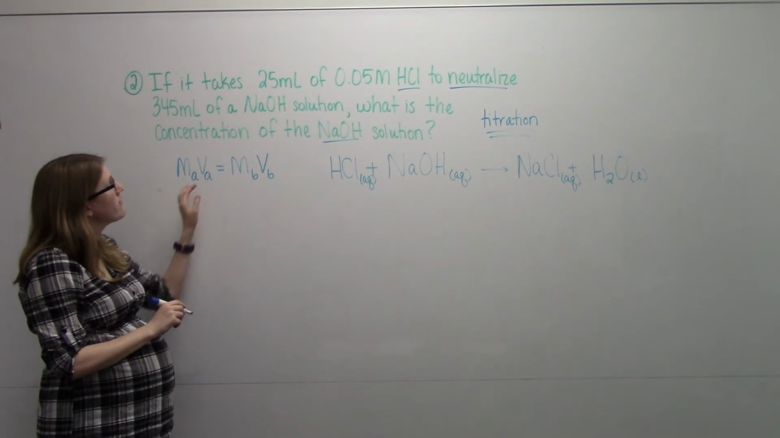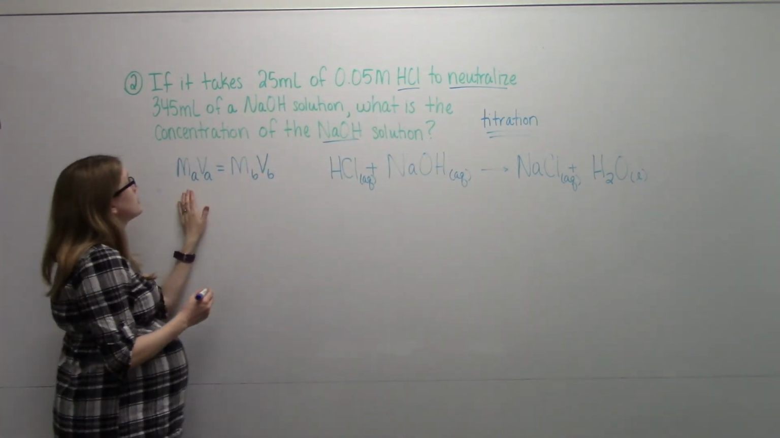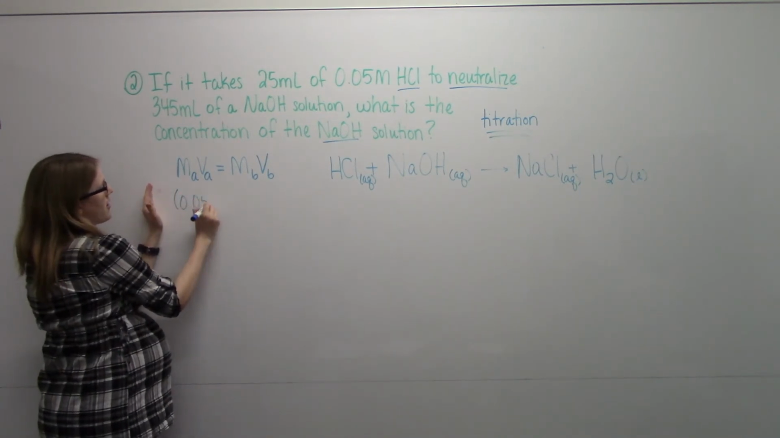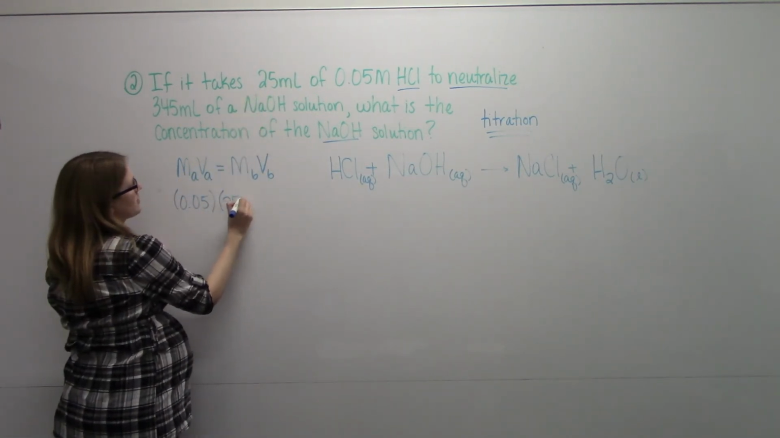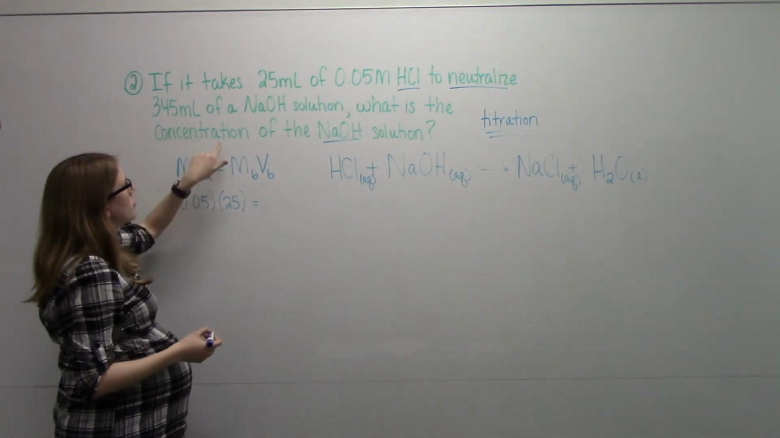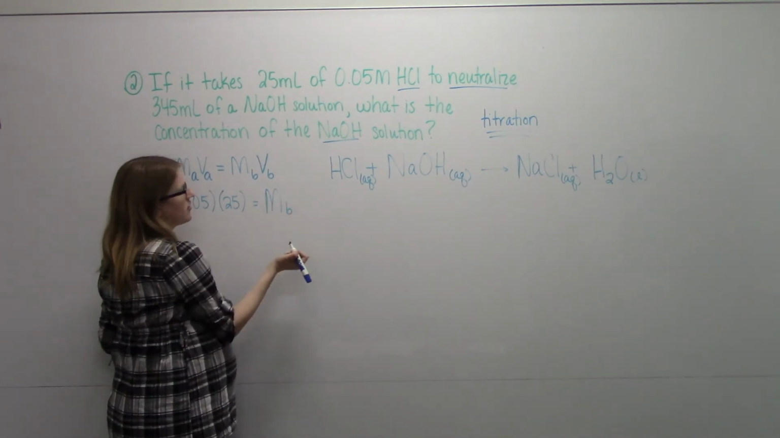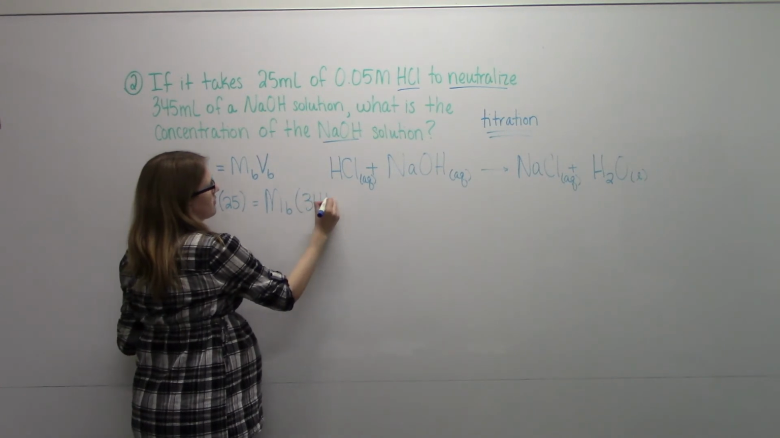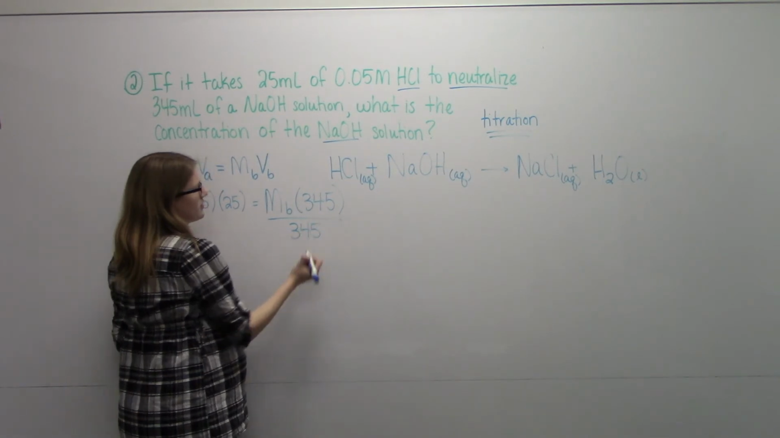If it takes 25 mL of a 0.05 molar HCl, there's our acid. So we're going to do molarity is 0.05. Volume of the acid is the 25. We're allowed to leave it in mL as long as both sides have mL. And there's the mL for the base. We're trying to find the concentration of the base. So there's our unknown times 345. To solve for this, we divide by 345.